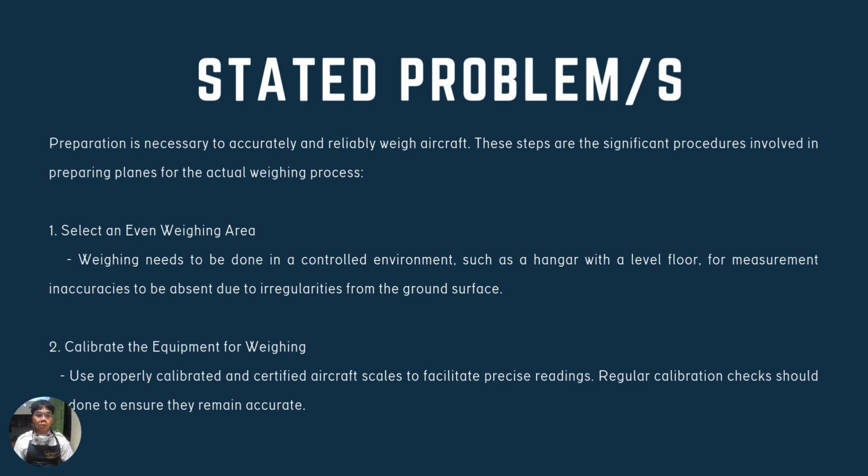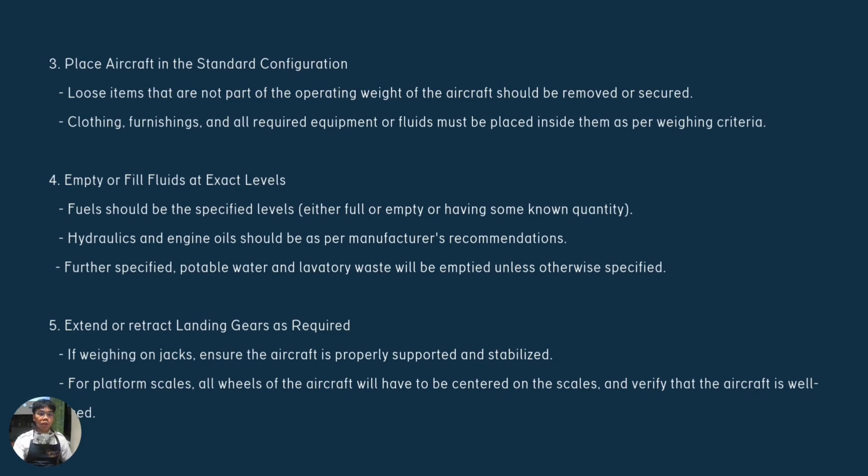Number 2 is calibrate the equipment for weighing. Only certified, properly calibrated aircraft scales should be used to ensure accurate readings. Number 3 is place the aircraft in the standard configuration. Remove any loose items that do not contribute to the aircraft's operational weight. Ensure that all required equipment is in its designated positions.